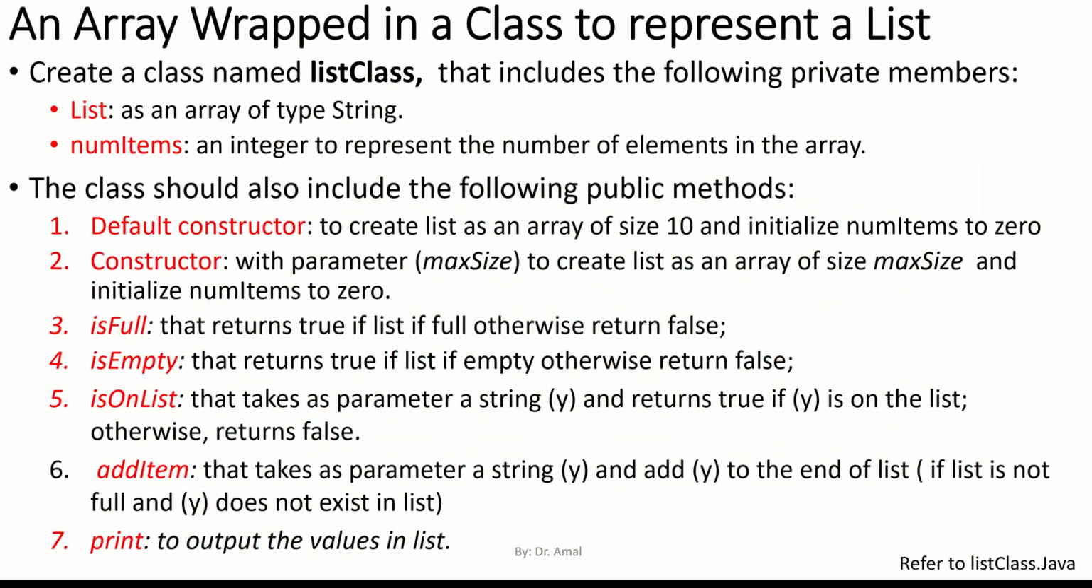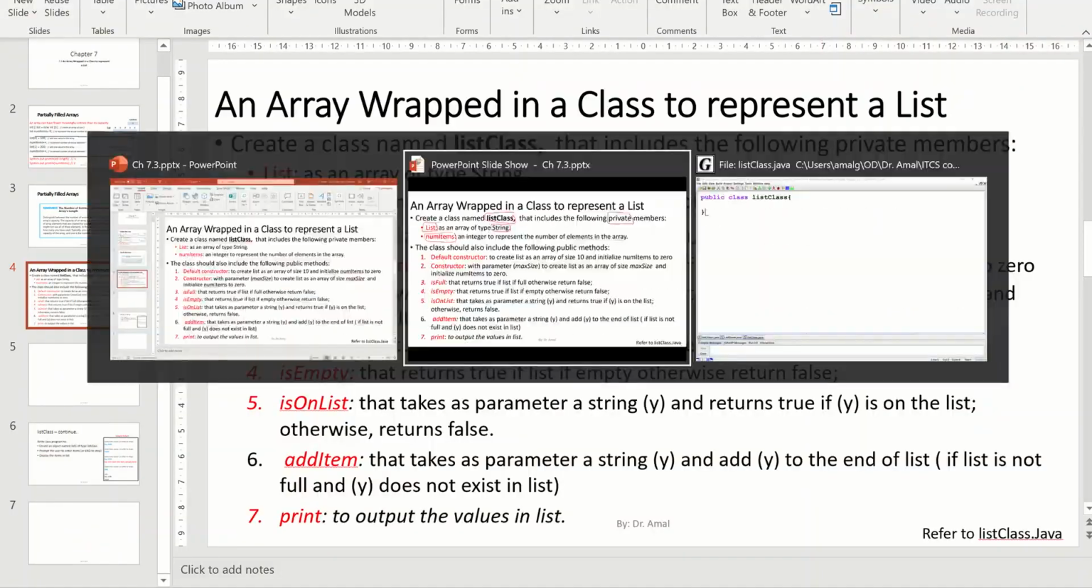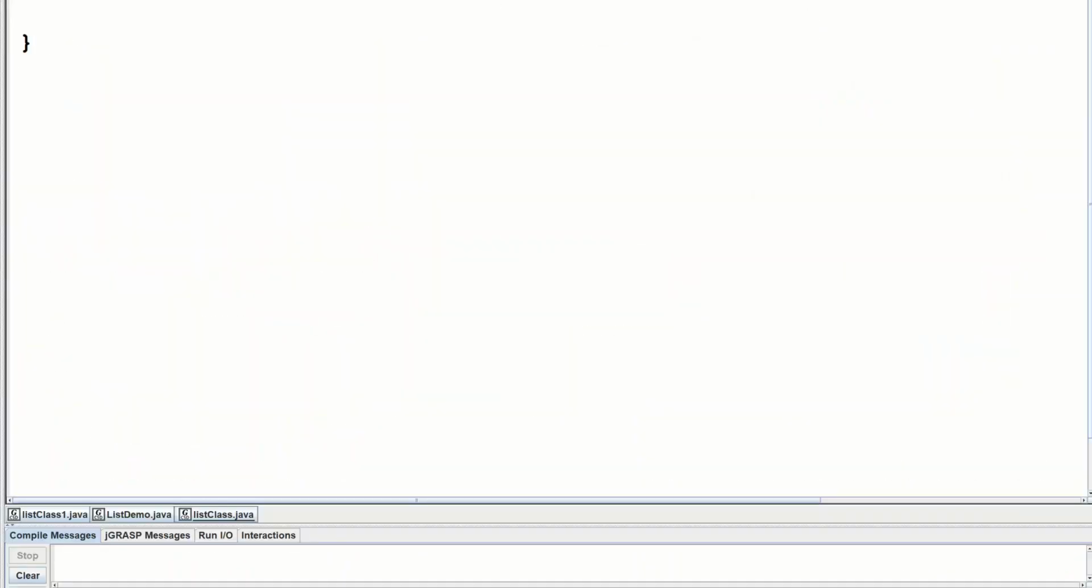So here it says create a class. The name of the class is list class. So this is the name of the class. We should have 2 private members. I should have list as an array of string, and I should have number of items to represent how many elements we have in the array. So we will create the array. We will create the class.